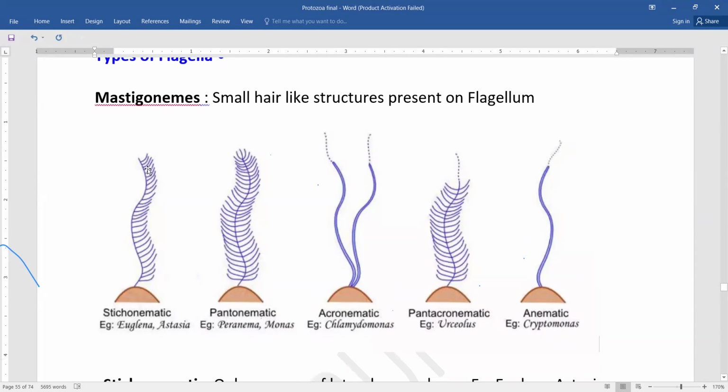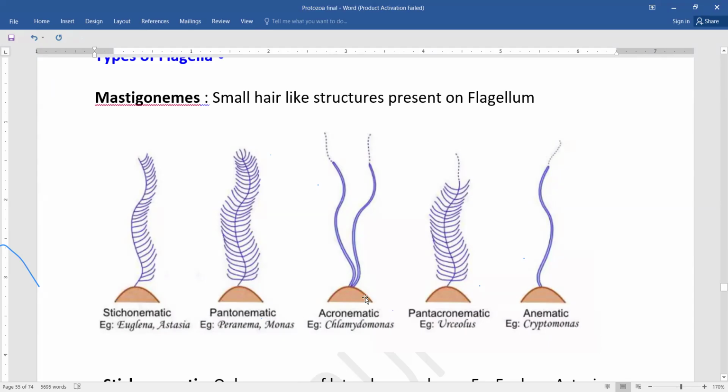One is stichonematic. That means the mastigonemes are one-sided. Such a flagellum is called stichonematic. Examples: Euglena and Astasia. You should remember the examples. Panto means both sides. So if mastigonemes are on both sides, and the terminal part is also thick, just like the remaining part, such a flagellum is called pantonematic. Examples: Paranema and Monas.